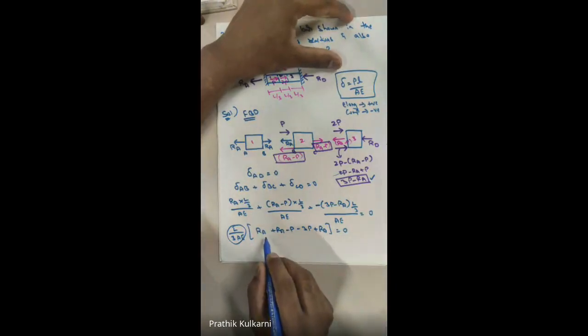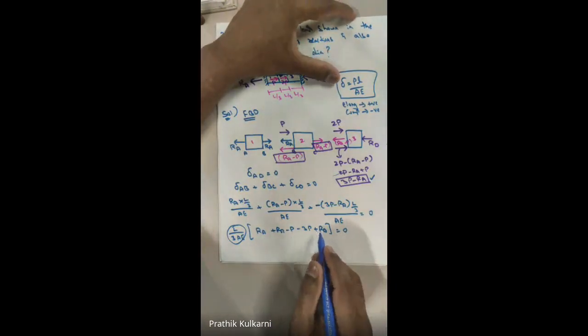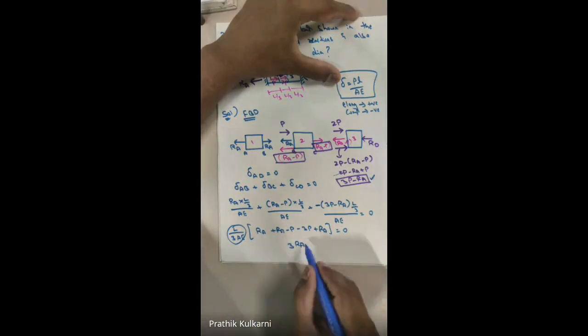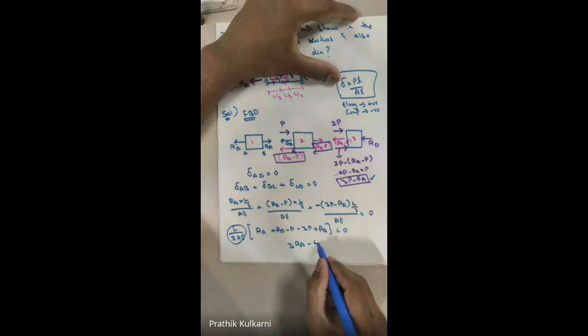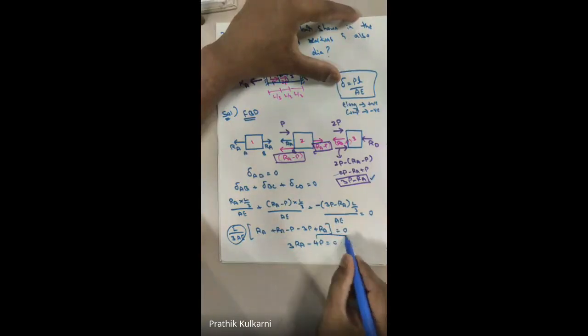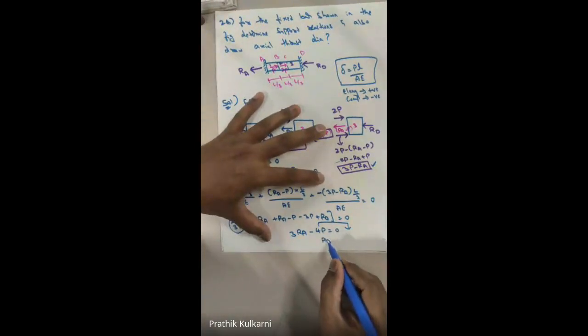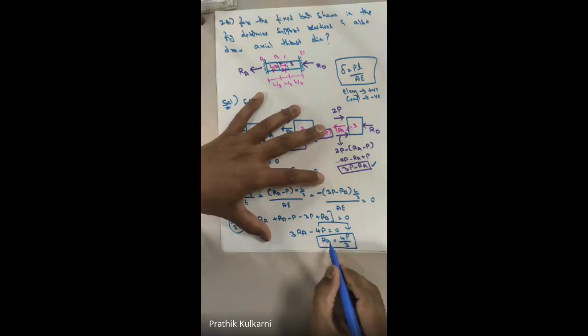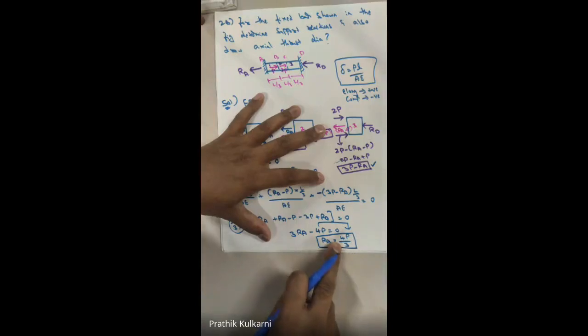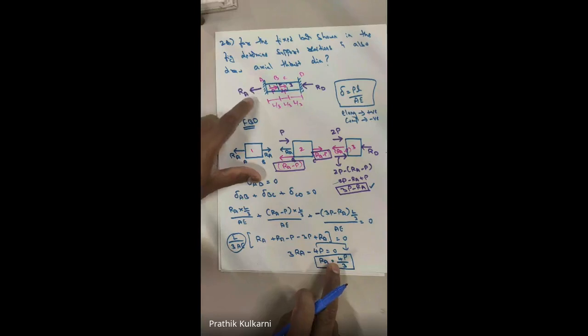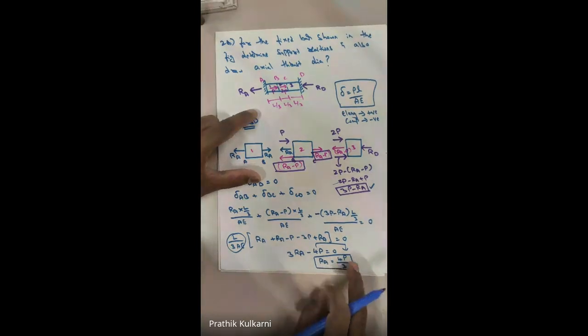So what is the answer we have here? RA plus RA plus RA. So how much is the RA we have? We have 3 RA. Yes or no? Minus 3P minus P is minus 4P, which is equal to 0. 4P I will just send it there. Fine. So what is the answer of RA? RA is 4P by 3. If the answer of RA is positive, 4P by 3, then the direction which we have taken is correct. Fine. The direction which we have taken towards left is correct.